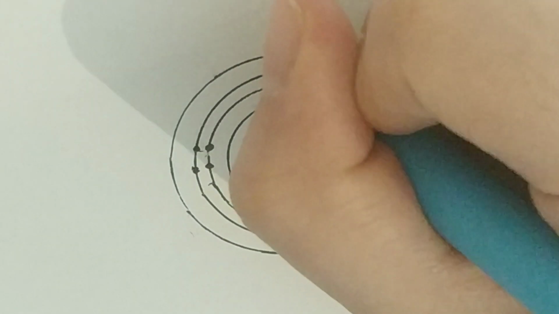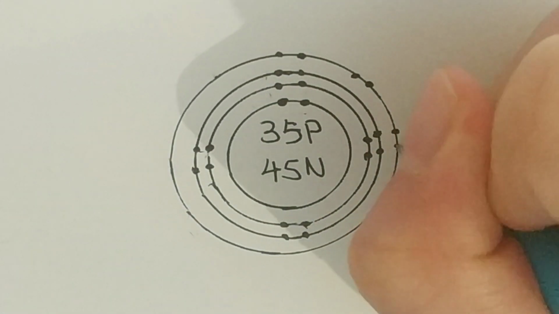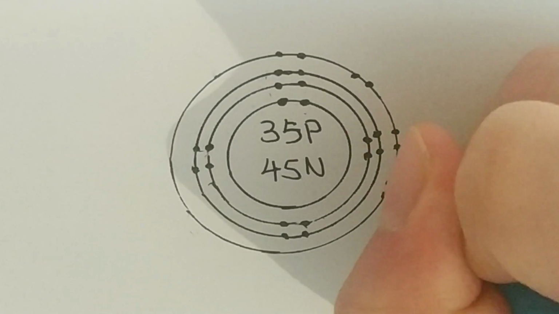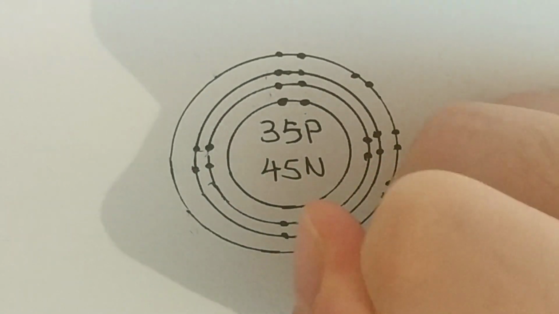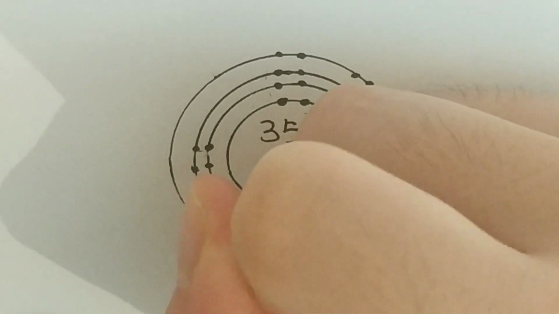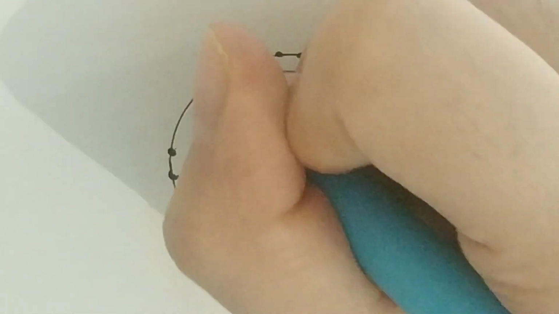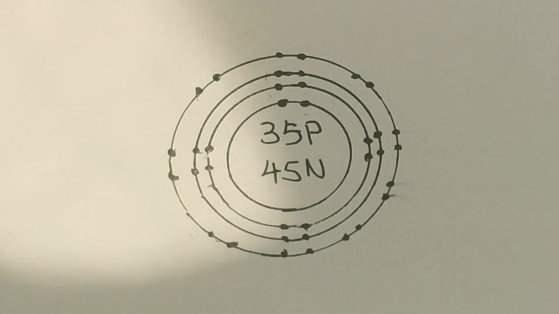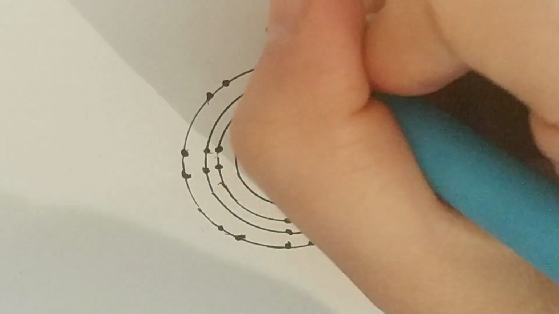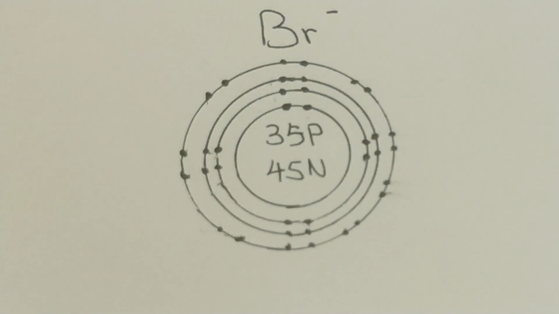Now we have 18 electrons and we still need 18 more. So we move on to the 4th electron shell, which can hold up to 18 electrons. So after we fill the 4th electron shell, it will be full. Do not forget to put the title on top, which is Br- for the bromide anion. There you go, this is an anion Bohr diagram.